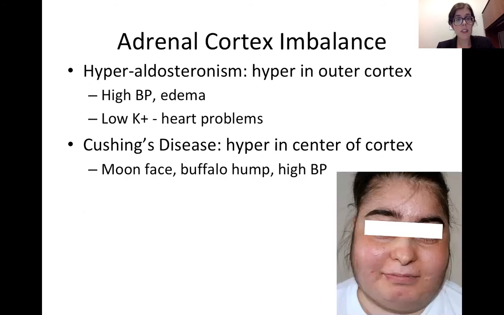If we have too much, on the other hand, this is where we can have things like hyperaldosteronism, which is where a lot of that aldosterone is made. We're going to have really high blood pressure. We're going to swell up because of all the salt and all the water in our body. And that excretion of potassium can affect our heart because your heart needs potassium. Now, if you have hypersecretion in the center of the cortex, that's where you have high cortisol.